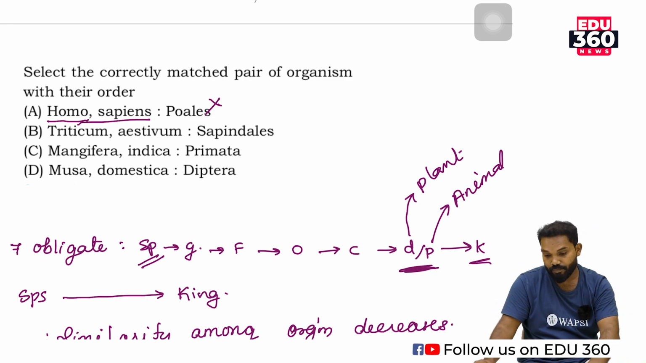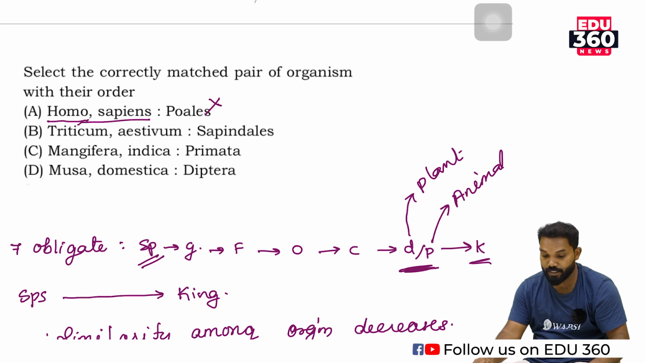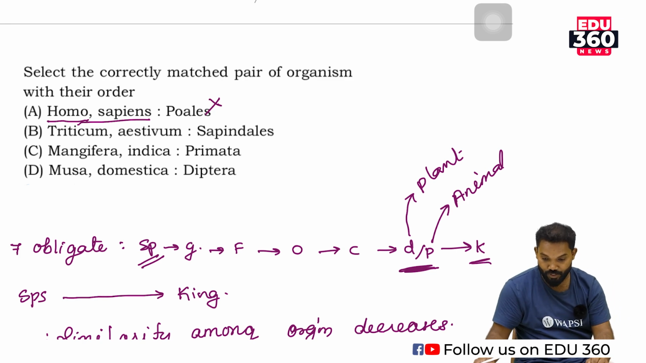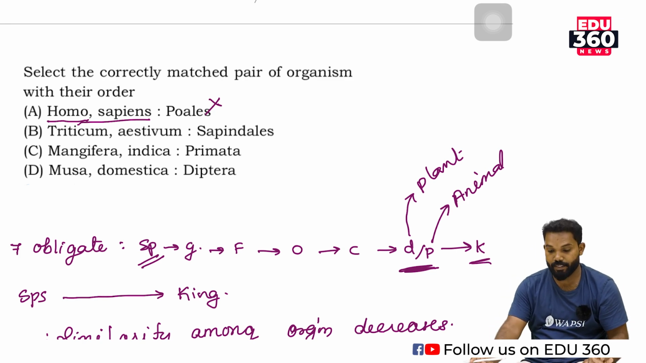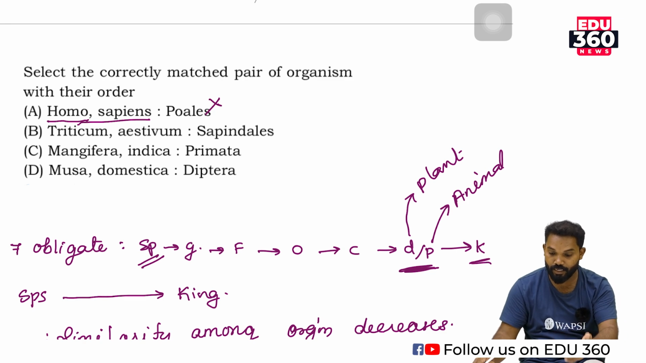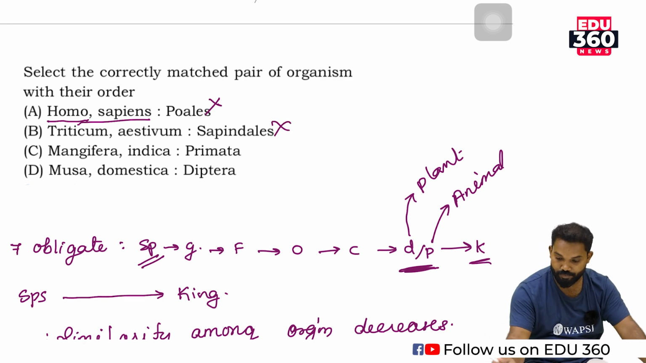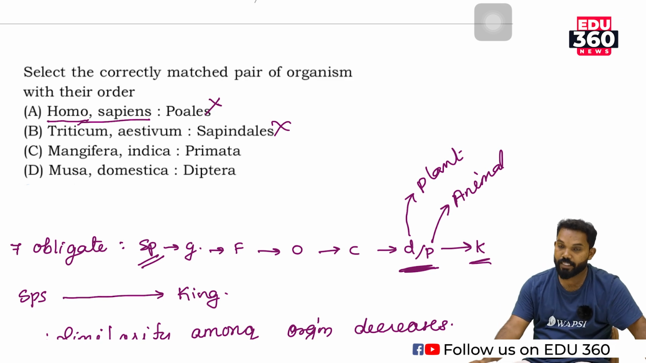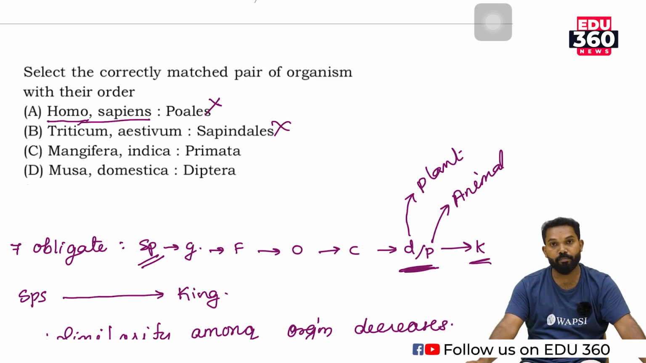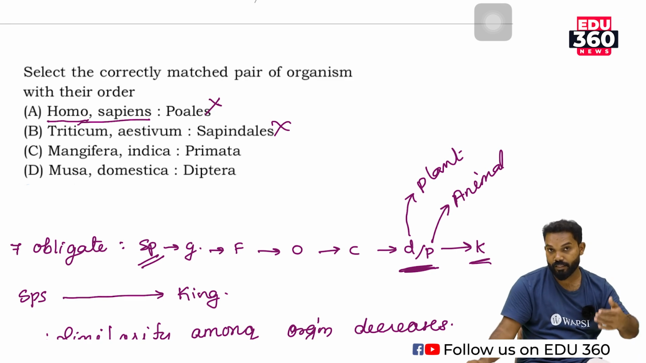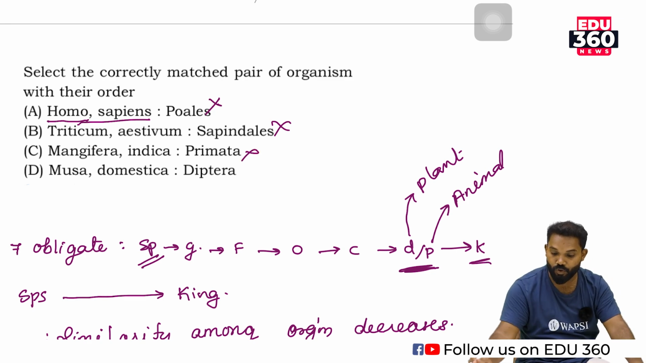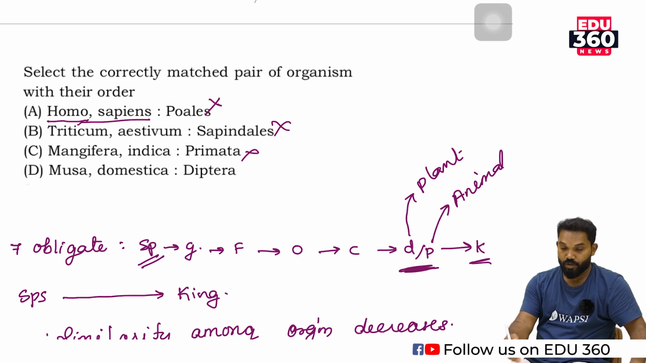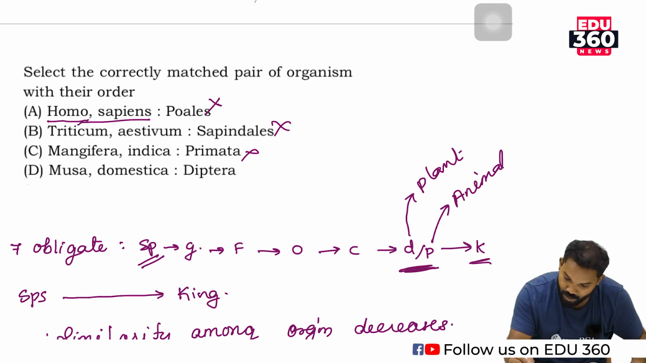Then Triticum aestivum with Sapindales. Sapindales is an order; groups like Anacardiaceae come under Sapindales. Mangifera indica comes under Sapindales. So Triticum aestivum comes under Poales, and that option is also wrong. Mangifera indica with Primata: Primata is the order of human beings. So Homo sapiens comes under Primata, and Mangifera indica comes under Sapindales. So that is also wrong.